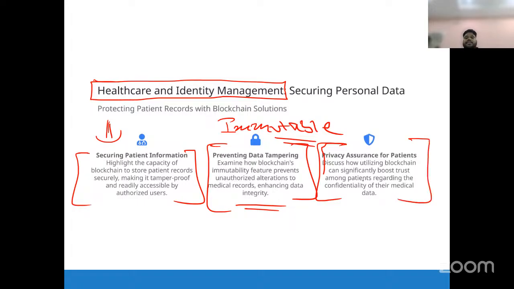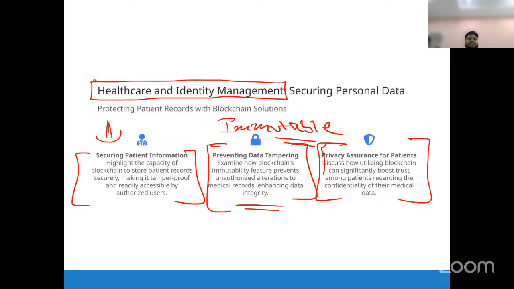Now, coming to the privacy assurance for patients. Patients can trust that their personal medical information is very private and secure when it is stored on the blockchain, because this is increasing their confidence that their sensitive data will never be shared or accessed without permission. This is never going to be taken away by anybody without permission being provided.